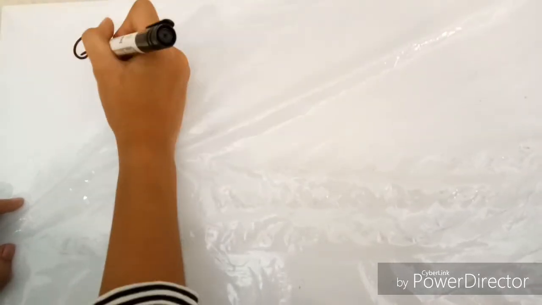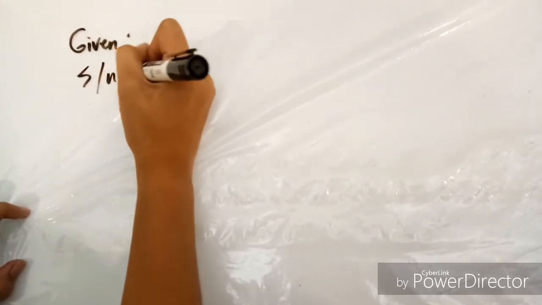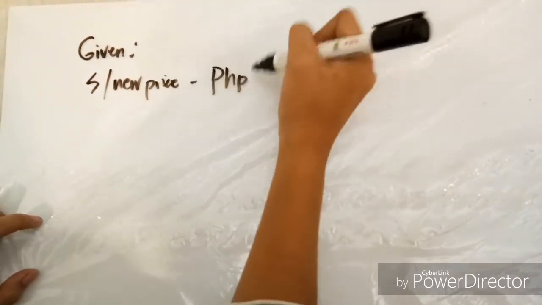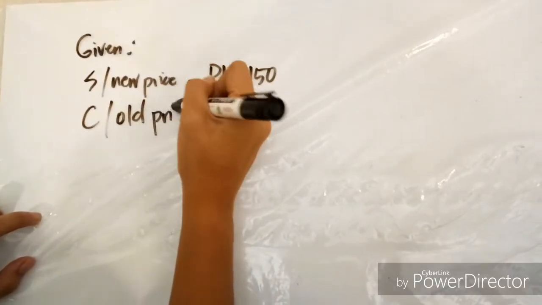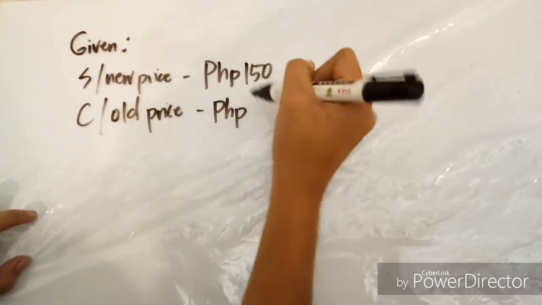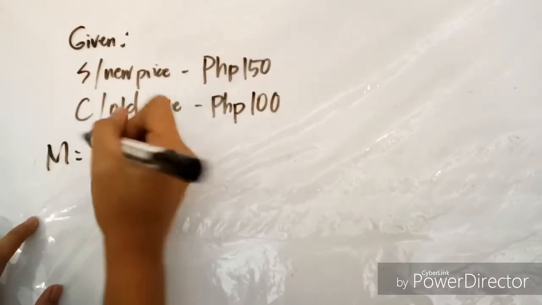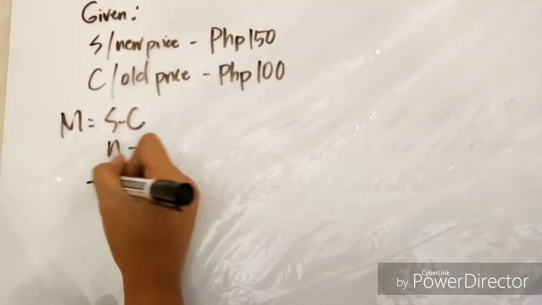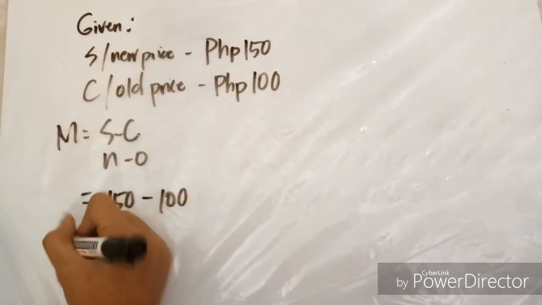What is the markup rate of the notebook? So given, the selling price or the new price will be 150 pesos, and the cost price or the old price will be 100 pesos. The formula for markup will be S minus C, or new price minus old price. So 150 minus 100 is equal to 50. This is the markup.